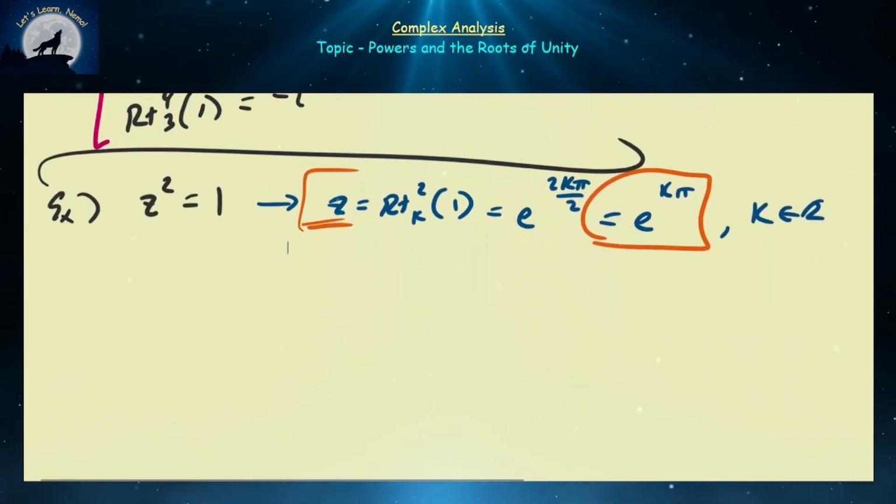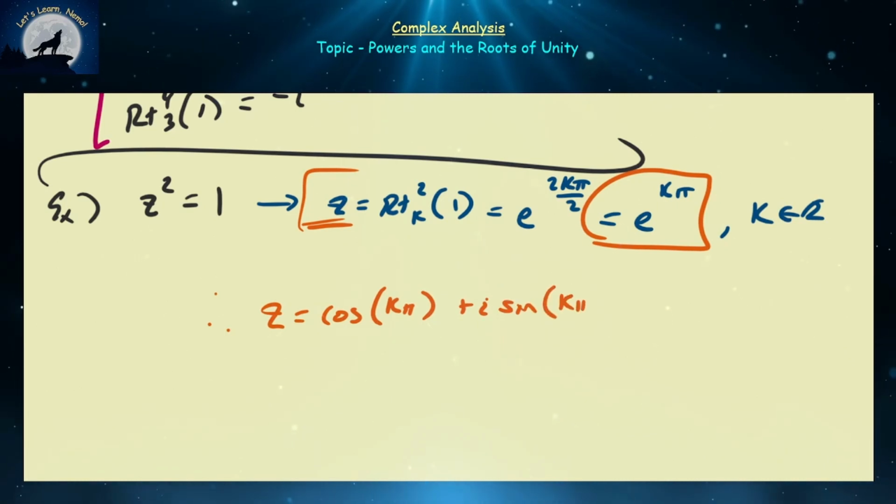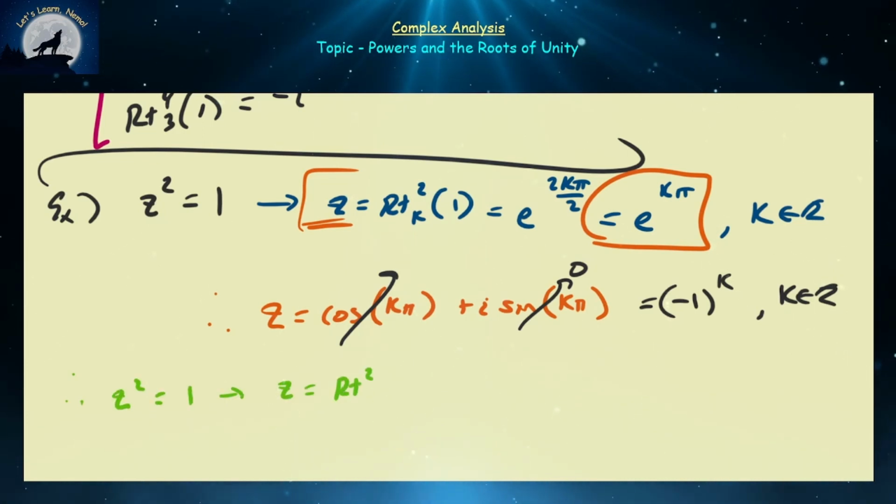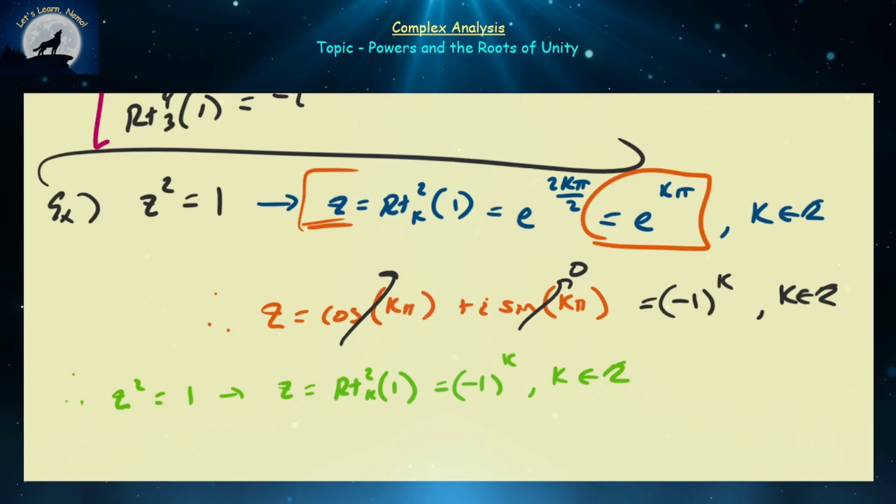And keep in mind, what is e to the k pi? Well, e to the k pi is equal to the cosine of k pi plus i times the sine of k pi. But you should already know that the sine of k pi is equal to 0, and the cosine of k pi will alternate between 1 and minus 1. So this is equal to minus 1 to the power of k, where k is an integer. So it's going to be 1, minus 1, 1, minus 1, 1, minus 1, and so on. Therefore, if z squared is equal to 1, that means z will be equal to the square roots of 1, which will be equal to minus 1 to the power of k, where k is an integer.